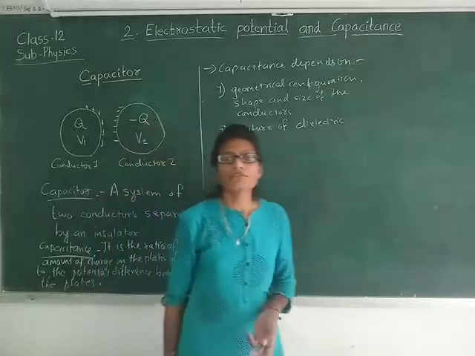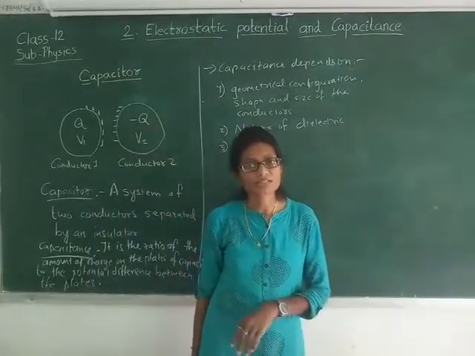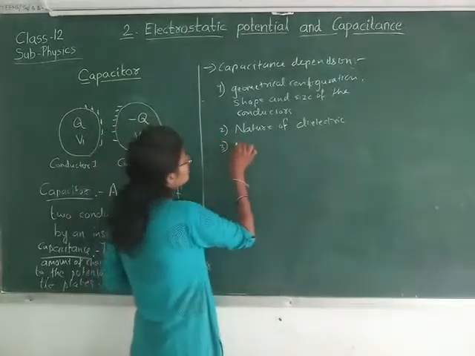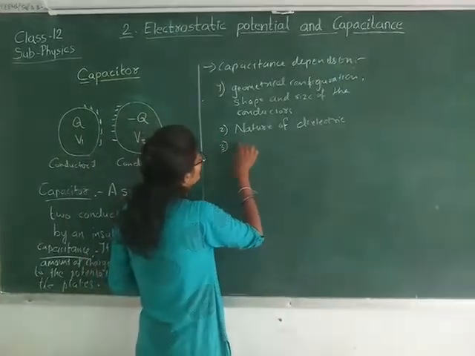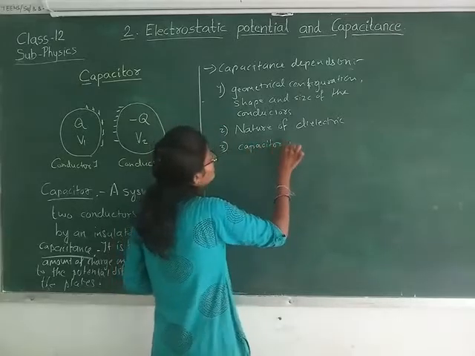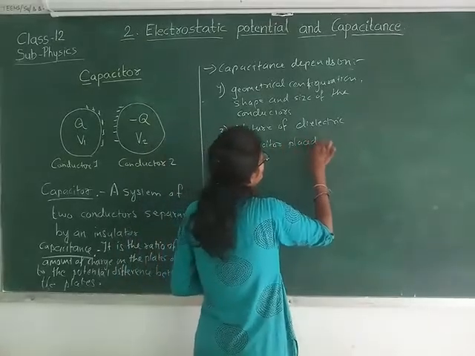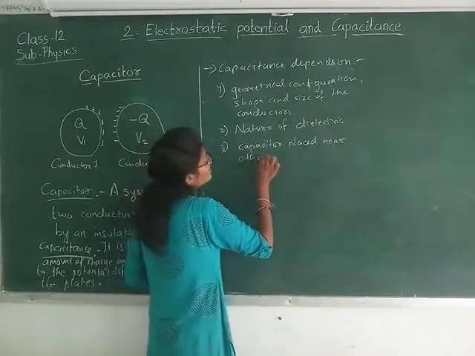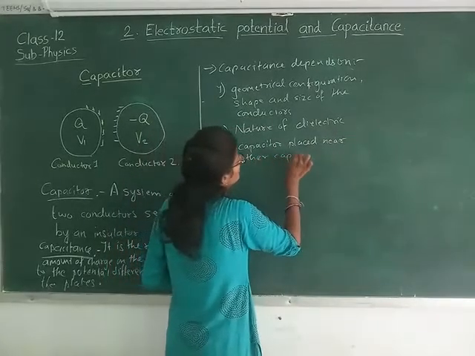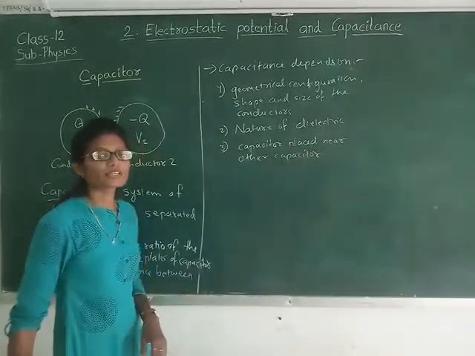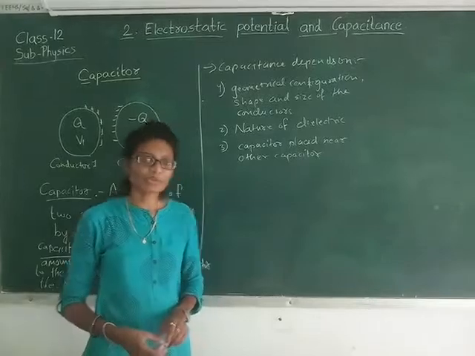And if we have another capacitor near this capacitor, then also the capacitance value varies. So it also depends on the capacitor placed near another capacitor. So these are the three factors on which the capacitance value depends.